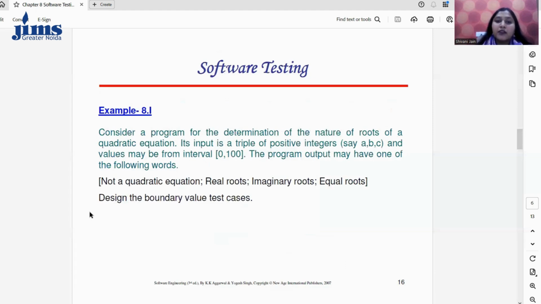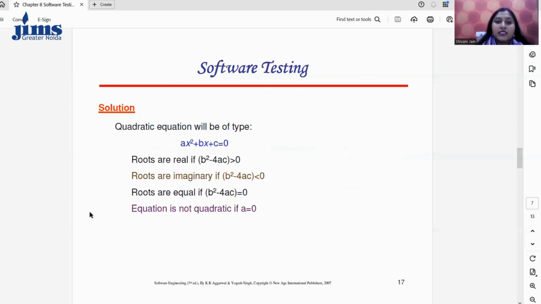So in this example, what we are supposed to do is we are given a quadratic equation, and quadratic equations have three variables a, b, and c, and all of them have the same interval 0 to 100. Some of the outputs we expect are: it is not a quadratic equation, it has real roots, it has imaginary roots, and it has equal roots. If we are given the problem of creating boundary value test cases for it, let's see how we should do it.